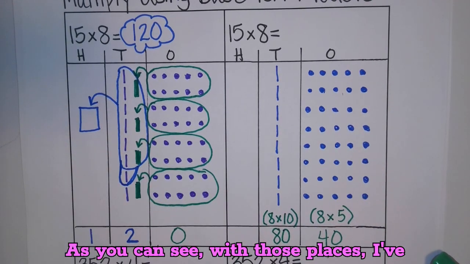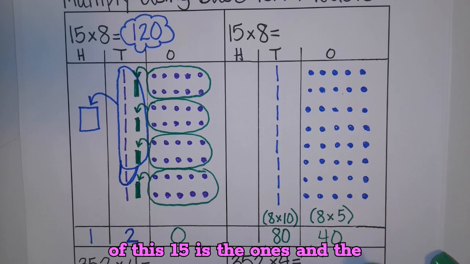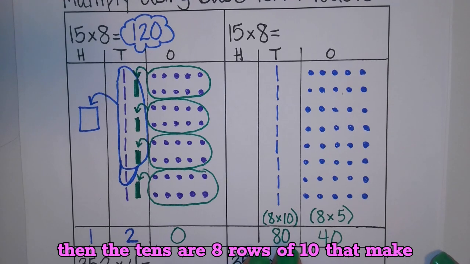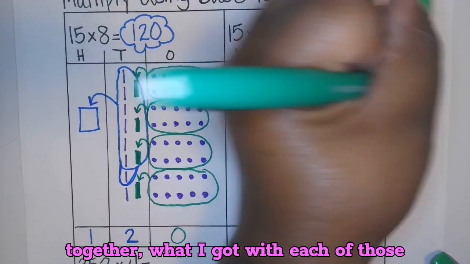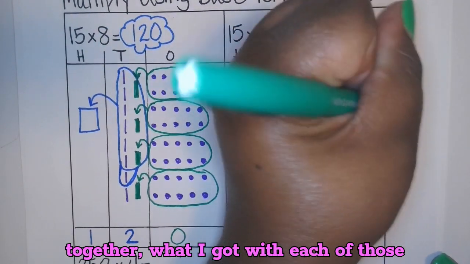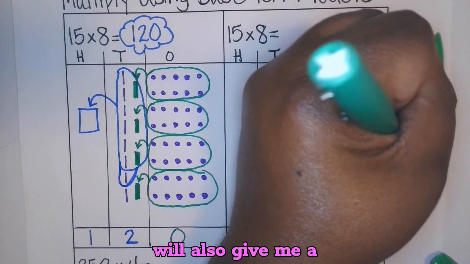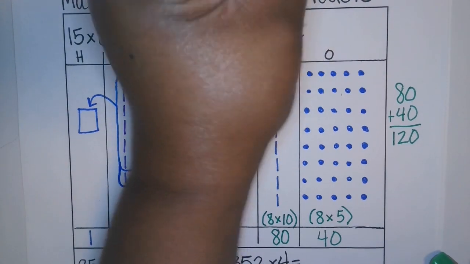And as you can see, with those places, I've created partial products, because a part of this 15 is the ones, and the ones are 8 rows of 5 that make 40. And then the tens are 8 rows of 10 that make 80. So when I put those partial products together, what I got with each of those arrays, that would also give me a final answer of 120.